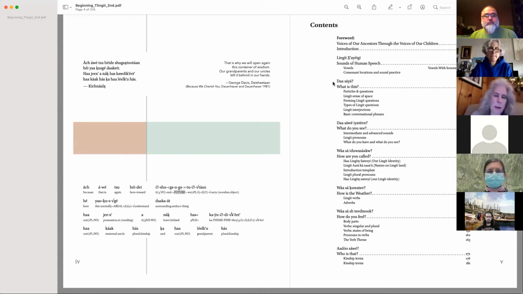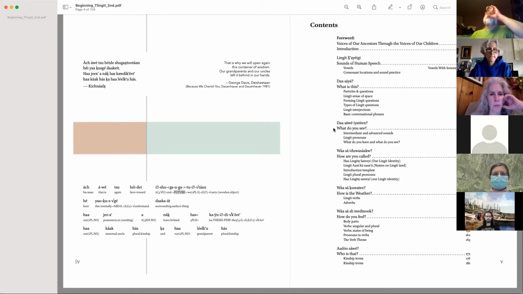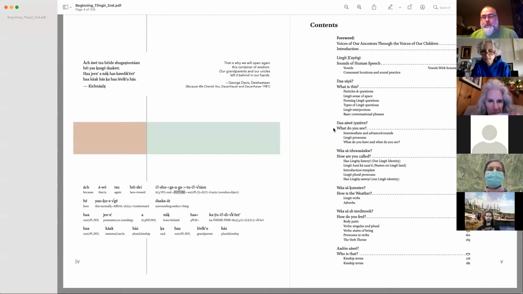Then we get into some basics. What's this? What's that? The first chapter, then a set of nouns. But also this thing where we learn how to ask questions, these certain types of questions. What do you see? This one also includes what do you have? So we start learning some pronouns. Me, you, them, my, your, their. Then we get our first verb. I see it, you see it, they see it.